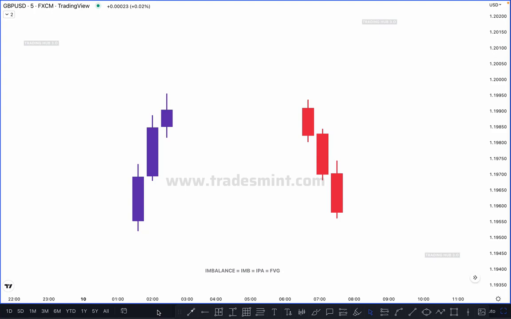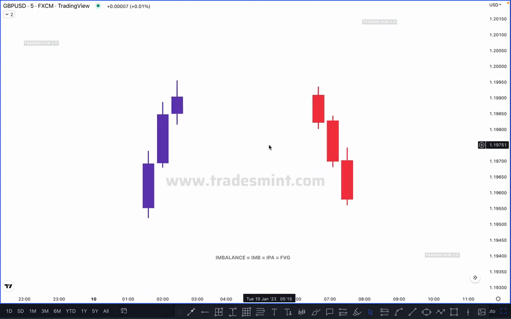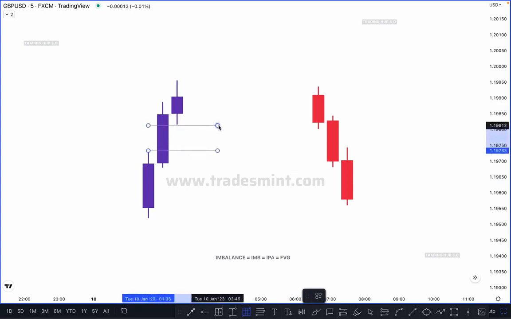Let me show you exactly on the chart, then you can understand better. This is a bullish and this is a bearish diagram. First of all, you have to understand, if the market is bullish, meaning a candlestick is bullish, you have to mark the first candle high here and the third candle low here. If you drag this one, then you can see this space zone is our imbalance.